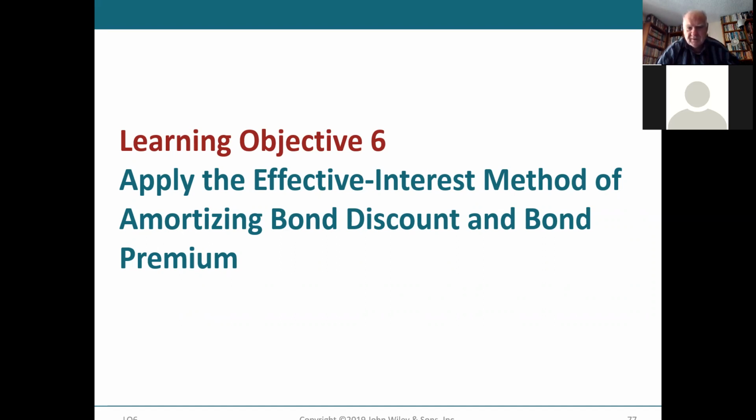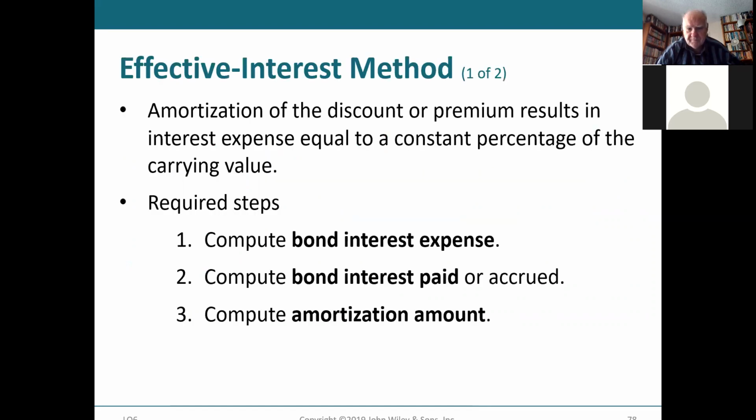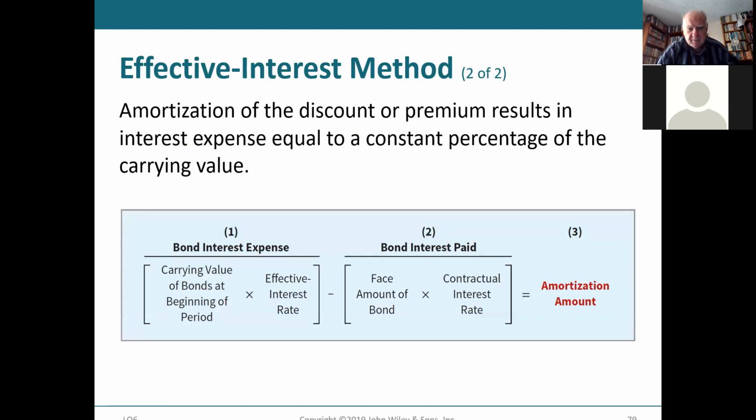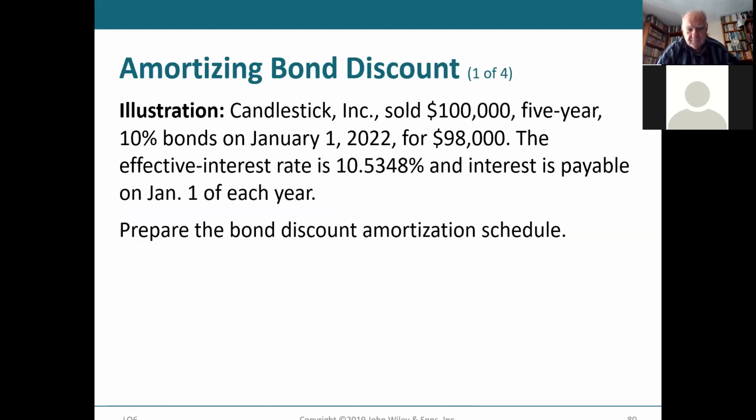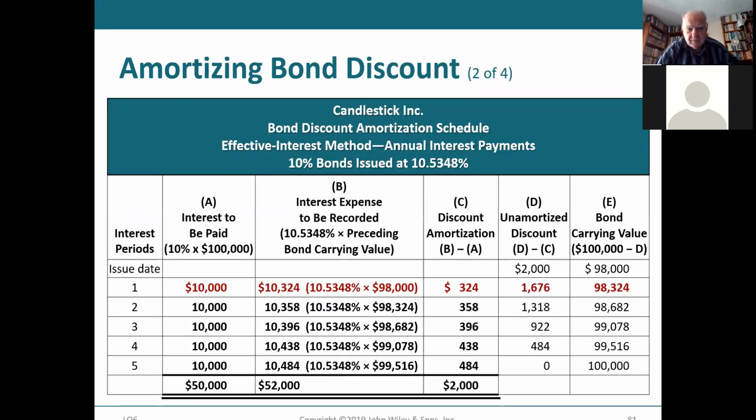So now we're going to talk about the effective interest method. And this is a little trickier. We are going to have to compute the bond interest expense and the bond interest paid or accrued and compute the amortization amount. Well, that's what we were just doing. But let's take a look here. Now we're talking. Let's look at this grid now.